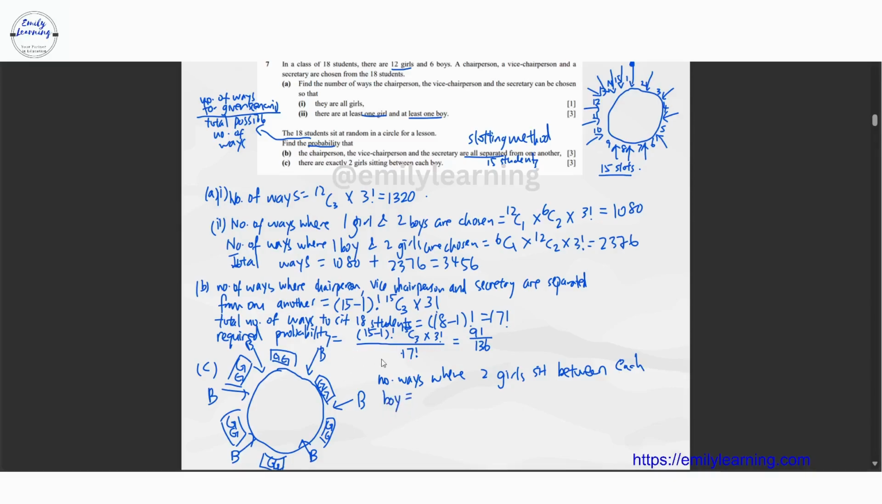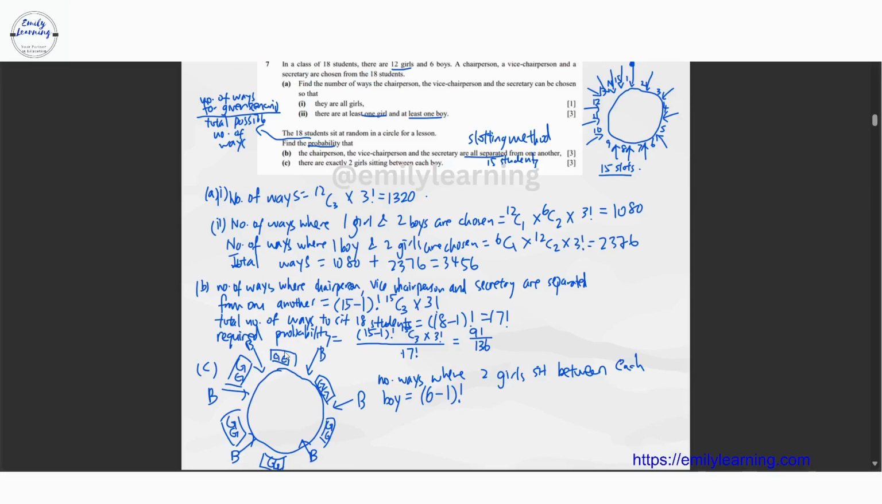Okay, so what we'll do is we will first sit these 1, 2, 3, 4, 5, 6 groups of girls in a circle. To sit 6 groups of girls in a circle, it will be 6 minus 1 factorial because it's a circle. Next, we are going to choose 2 girls for each seat and then permutate them, right?